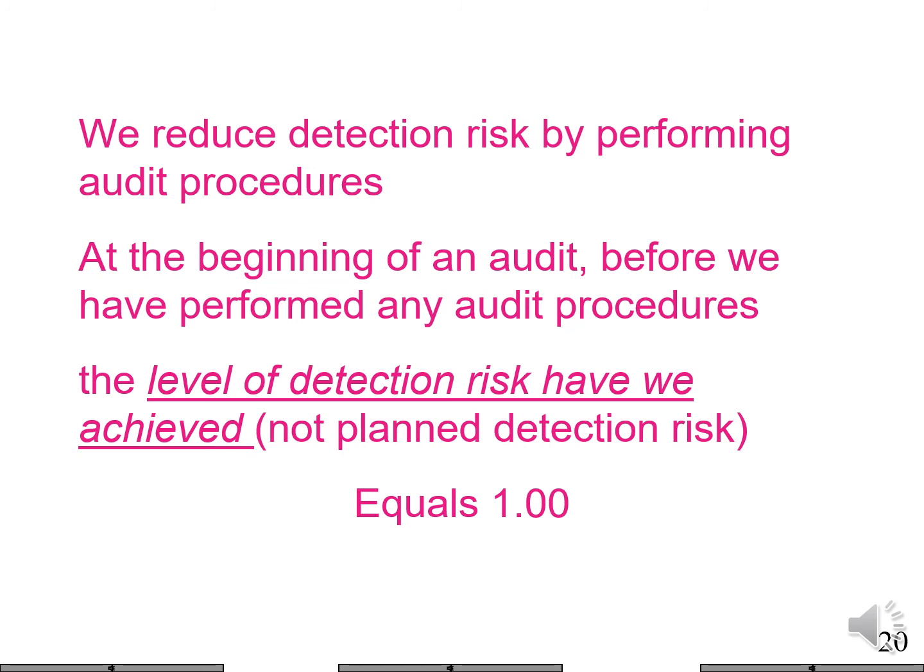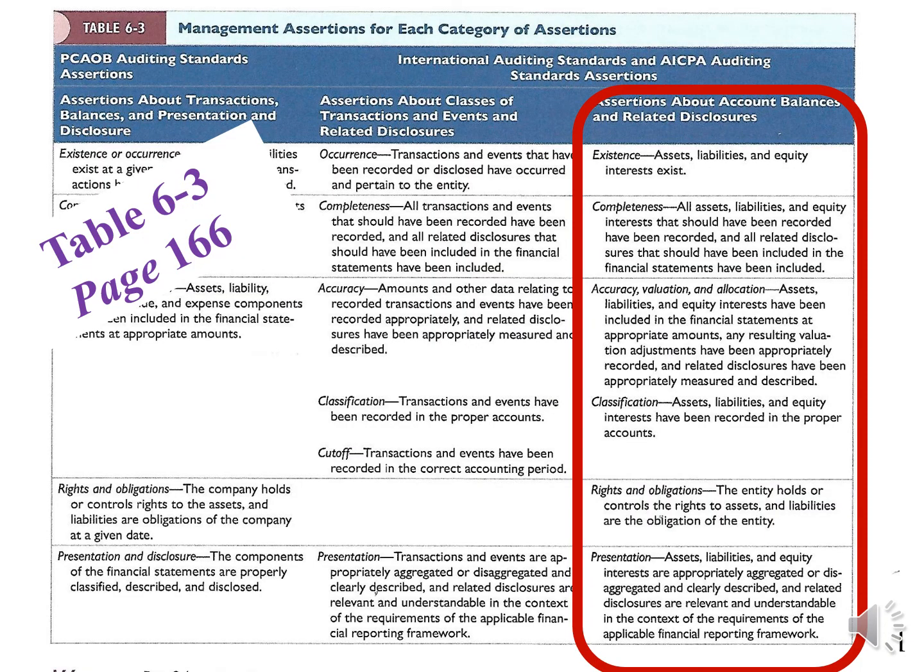At the beginning of the audit, before we performed any audit procedures, the achieved level of detection risk is 1. Okay, actual achieved detection risk doesn't go down until we start performing audit procedures. Now we're responsible for all 6 of the assertions related to account balances. Tad's 2 favorites are still existence and completeness. I always start and say, does this procedure or does this problem relate to existence or completeness? Because they're pretty much opposites. So that's where I start.